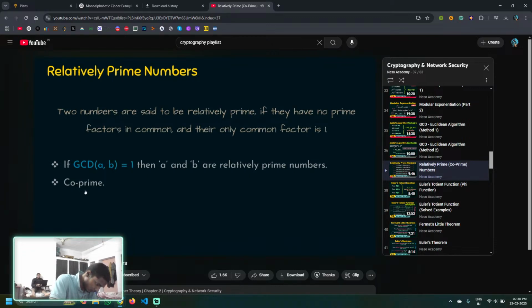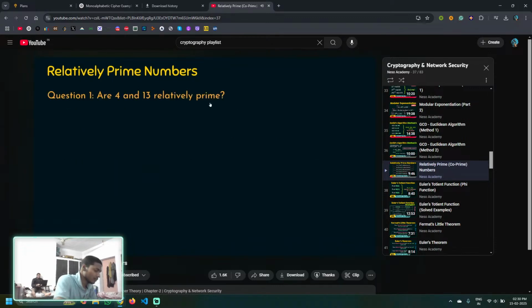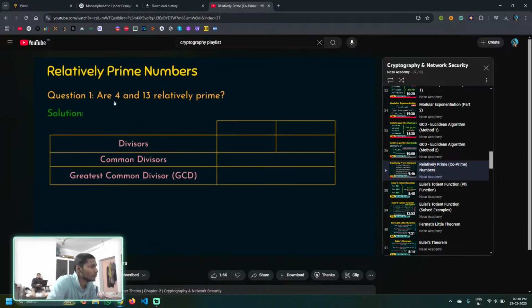Let's see example number 1 first. Are 4 and 13 relatively prime? Now we are going to find whether numbers 4 and 13 are relatively prime to each other, or co-prime to each other, or not. Let's solve this manually. The numbers given are 4 and 13. We say 4 and 13 are relatively prime to each other when the GCD of these two numbers is 1, right? Let's take both the numbers. We are going to find the GCD for 4 and 13.